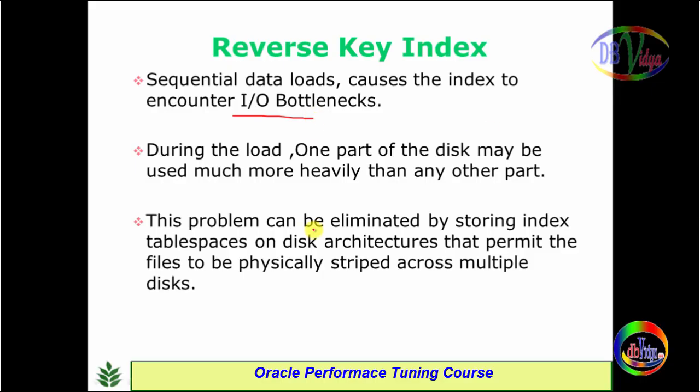Okay, this problem can be eliminated by storing index tablespaces on disk architectures that permit the files to be physically striped. There are many other things we also do. For the index tablespace, the sysadmin will do striping: one data file in one disk, second data file in another disk. But if all the data is stored in the same data file, then physical striping will not help us, right?